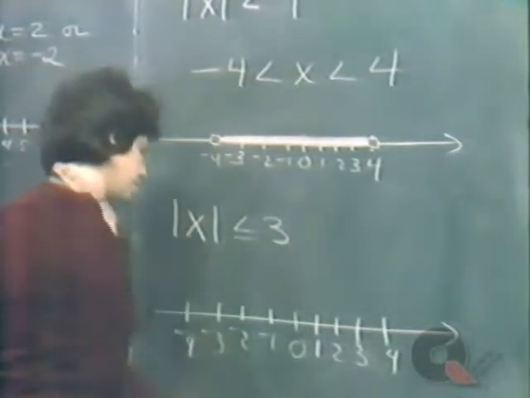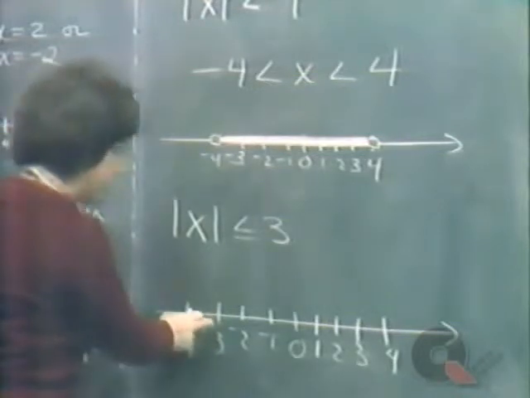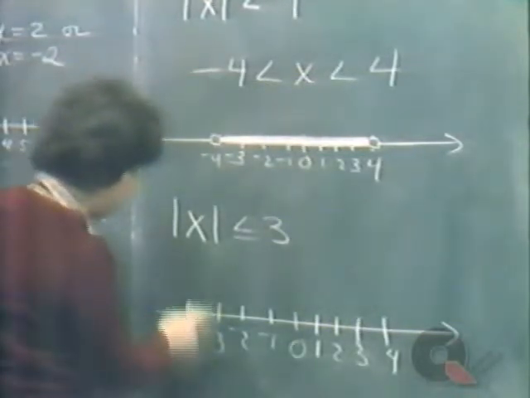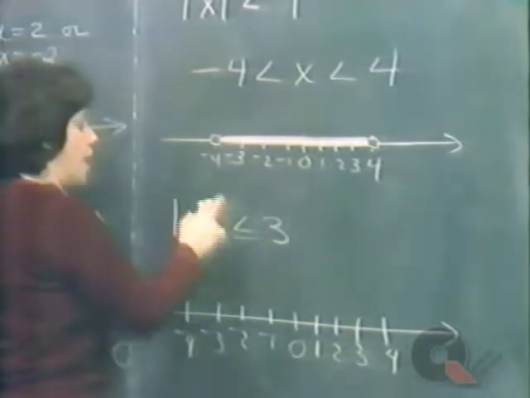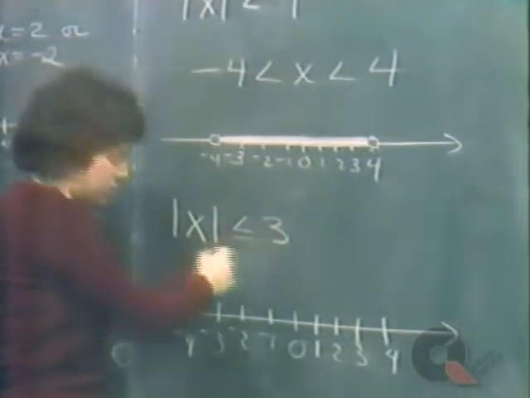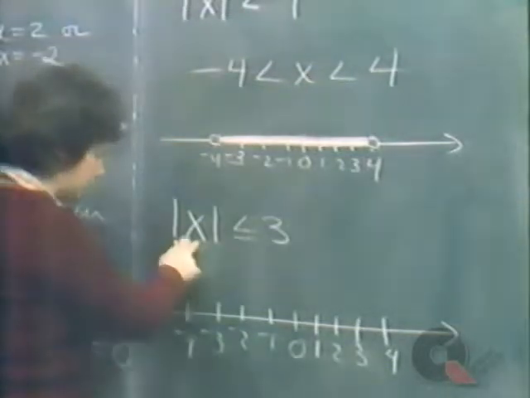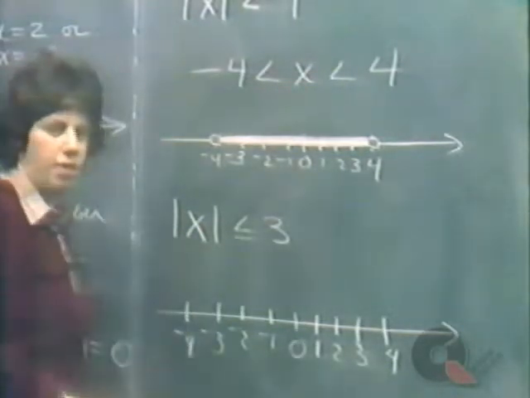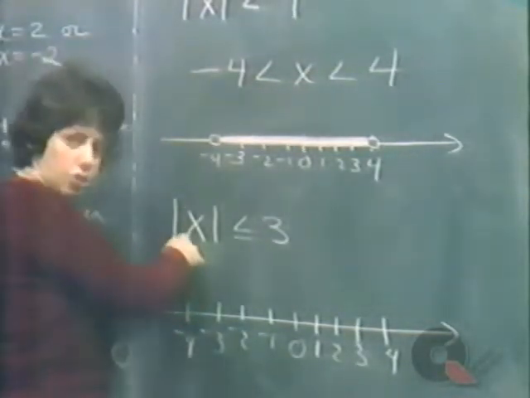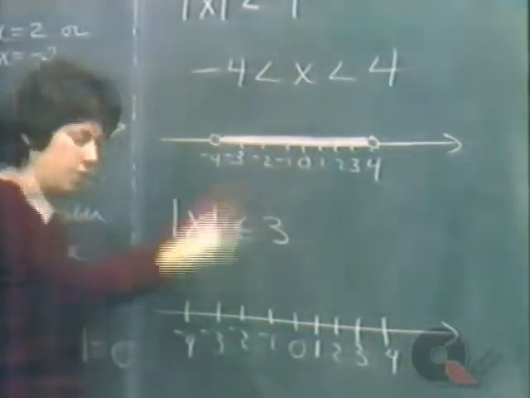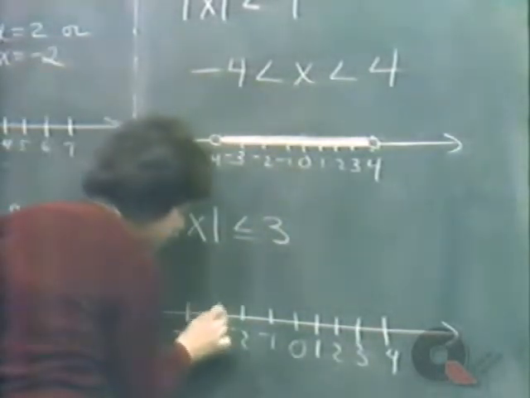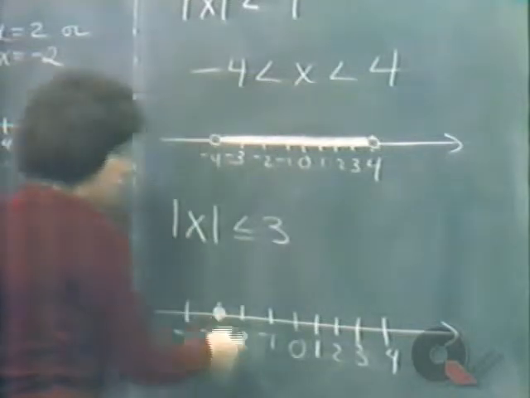Well, certainly a number like -3 is okay because the absolute value of -3 is 3, and that's less than or equal to 3 because the equality holds. Remember, this is less than or equal. If you substitute in -3, you do get a true statement. The absolute value of -3, which is 3, is less than or equal to 3. So -3 is acceptable.